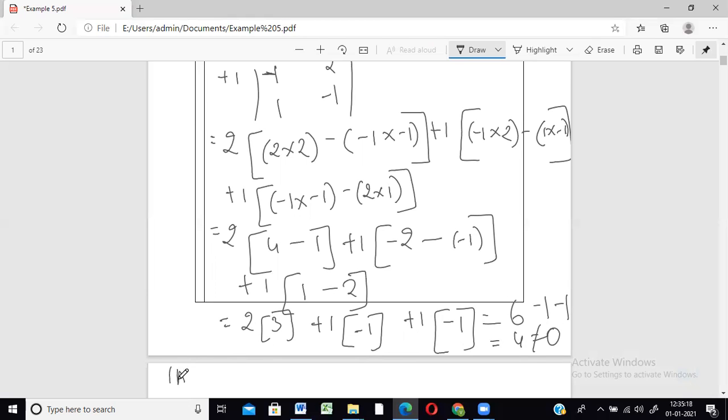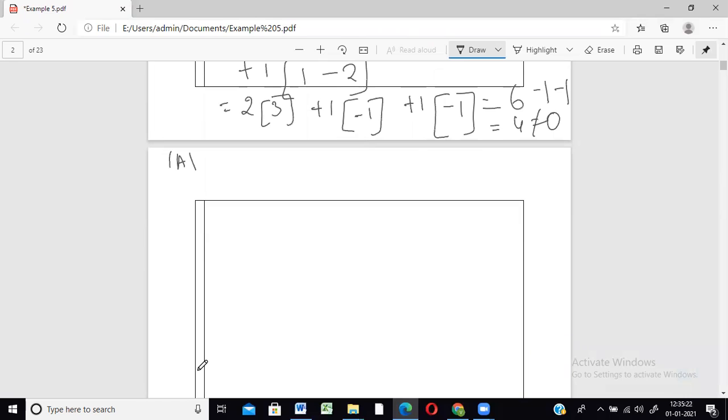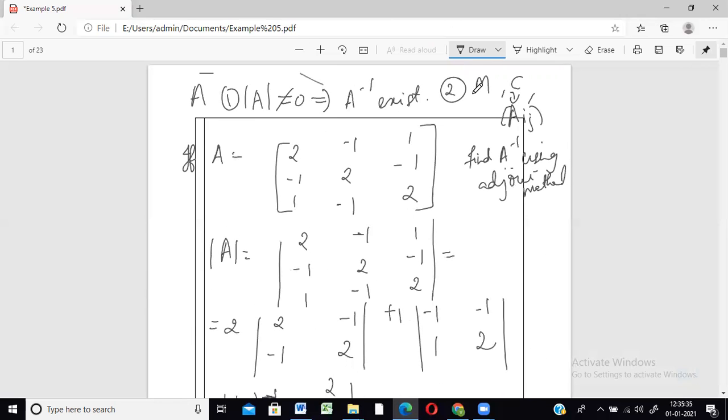So when determinant A is not equal to 0, this means what? Inverse we can find out, right? Its inverse exists. Okay. So now what with the inverse? After finding the inverse, then what did I tell you? Then the next step is finding out minors and cofactors, correct?